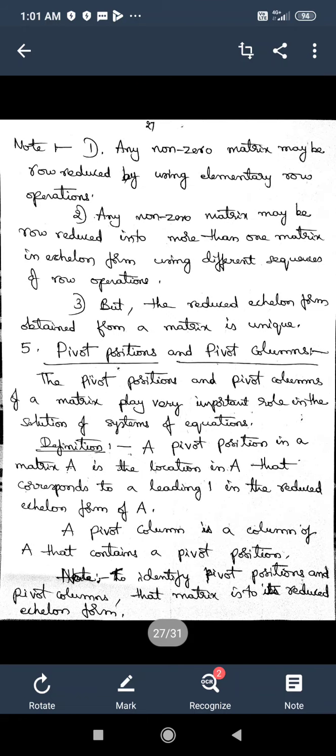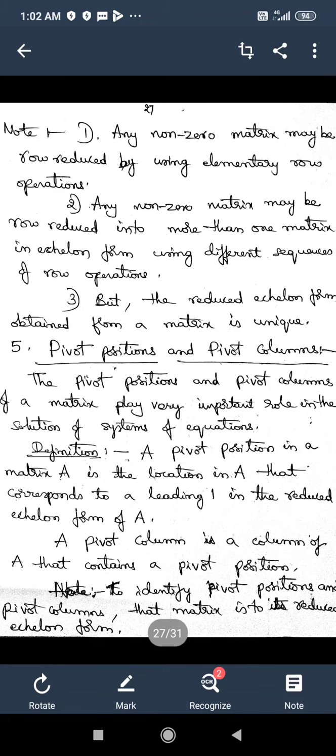The column and row where the leading element 1 is present is called the pivot position. And what is a pivot column? A pivot column is a column of the matrix A that contains a pivot position. If the pivot position is present in the first row, second column, then that column is called a pivot column.